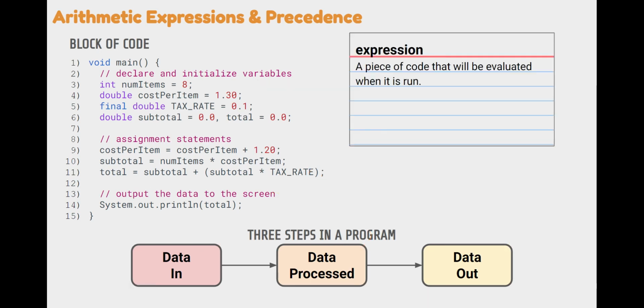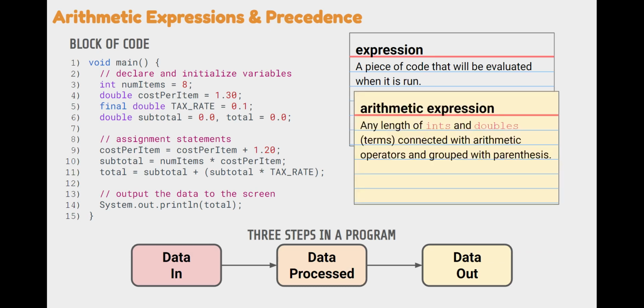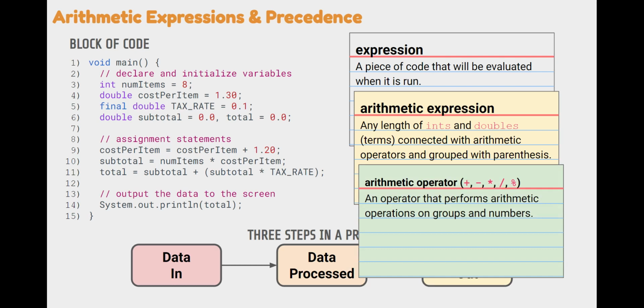So no matter what step we are doing, we are evaluating expressions. Every single line on here is an expression. An expression is just a piece of code that will be evaluated when it is run. We've been evaluating expressions since we started looking at code. We're going to further refine this and we're going to talk about arithmetic expressions. So we just want to look at any length of ints and doubles connected with arithmetic operators and grouped with parentheses. So this is going to be a subset of expressions, an arithmetic expression. Now it's talking about arithmetic operators. Our arithmetic operators are operators that perform arithmetic operations on groups and numbers.